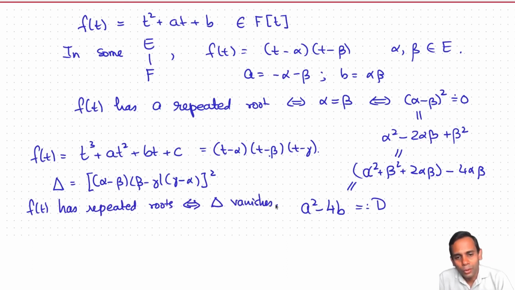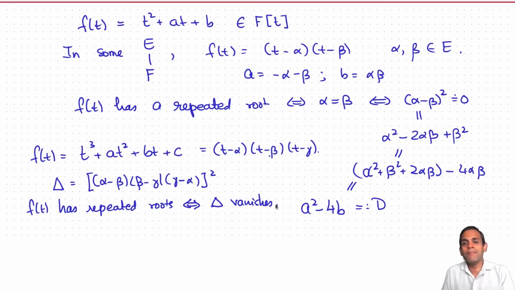Now you can try this at home. If you take this symmetric polynomial (alpha minus beta)(beta minus gamma)(gamma minus alpha) the whole squared and express it in terms of a, b and c, you will get a polynomial expression in variables a, b and c whose vanishing will be equivalent to the cubic polynomial having repeated roots. So there is, I'm not deriving it, it takes a little more work to derive it, but there is a formula from which you can read off whether or not a cubic polynomial has a repeated root.